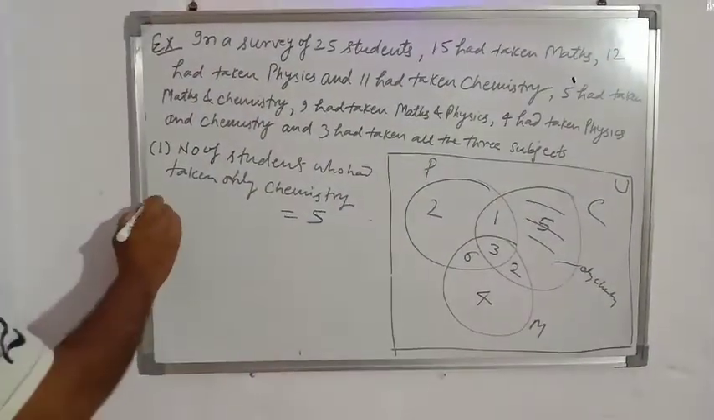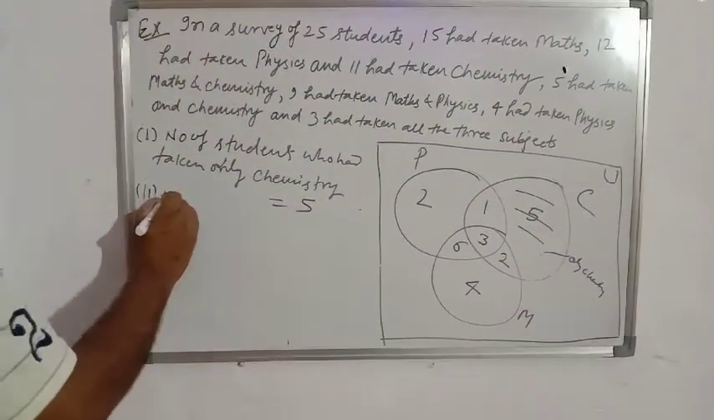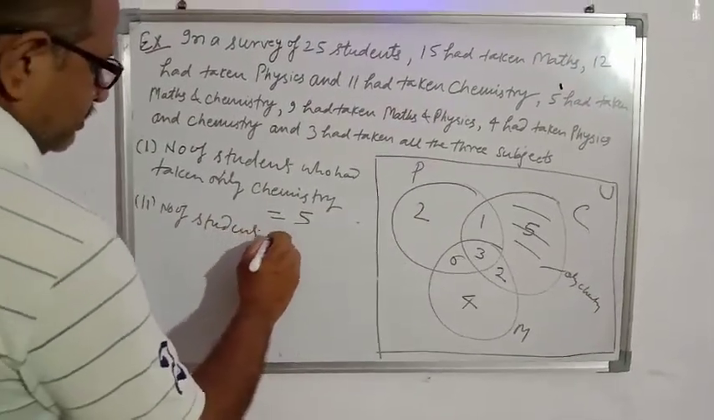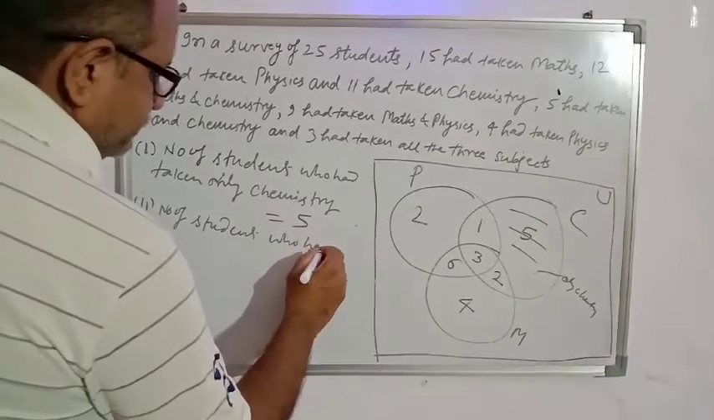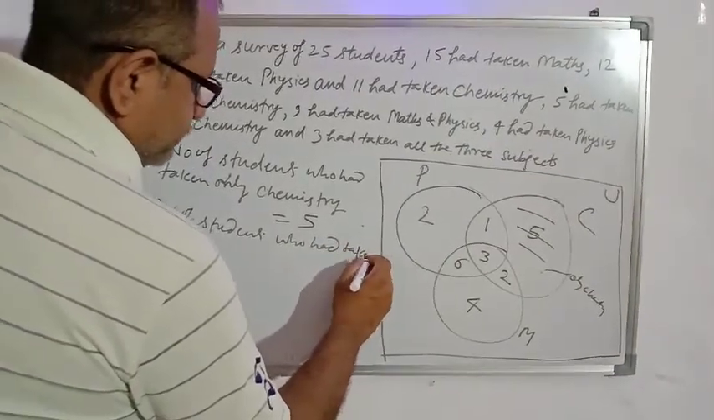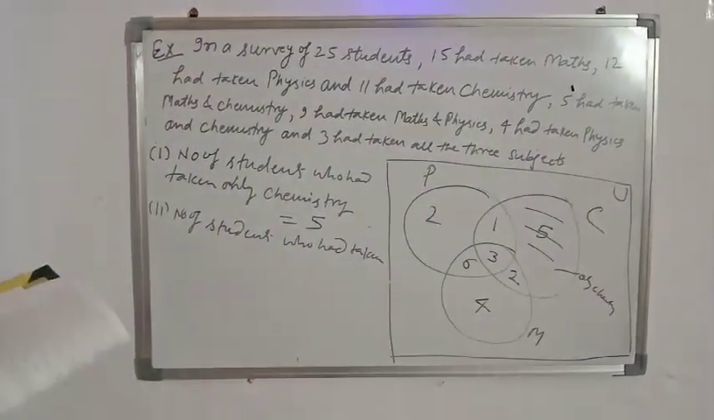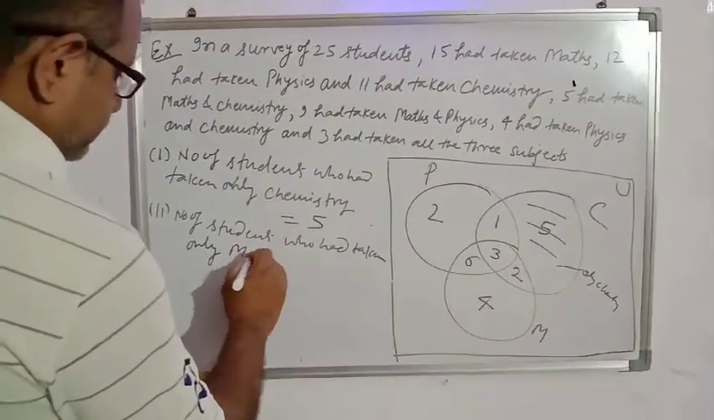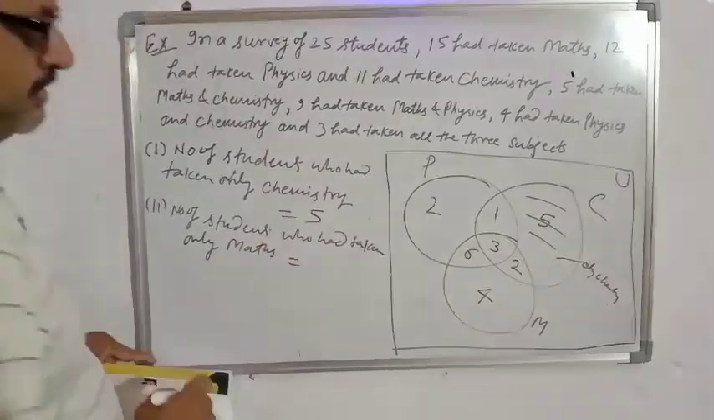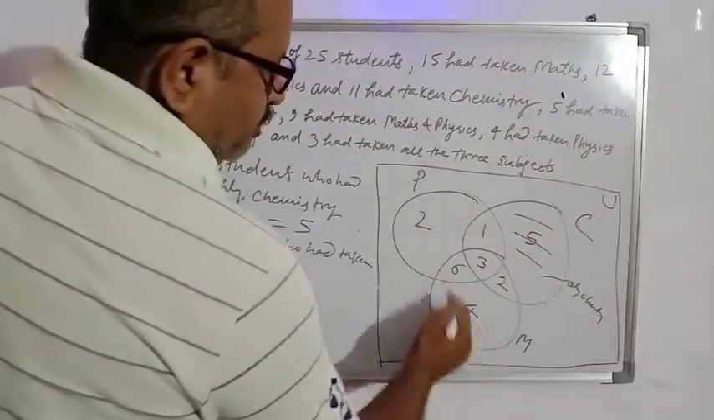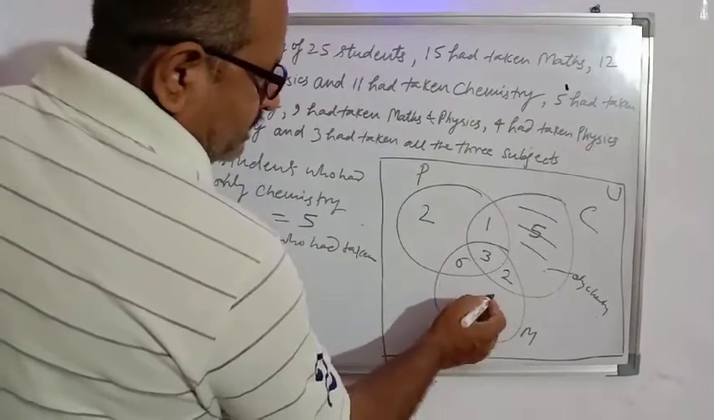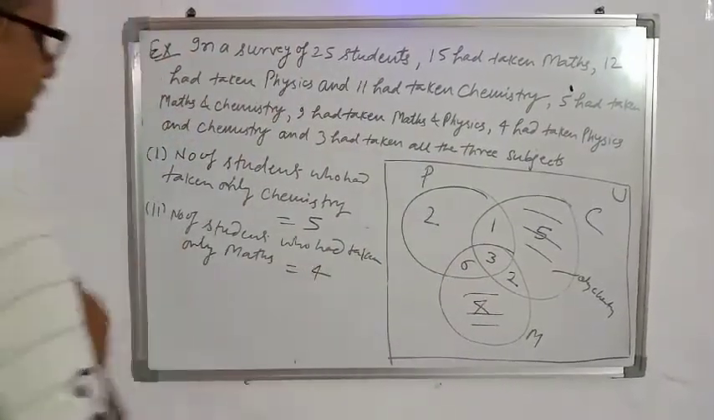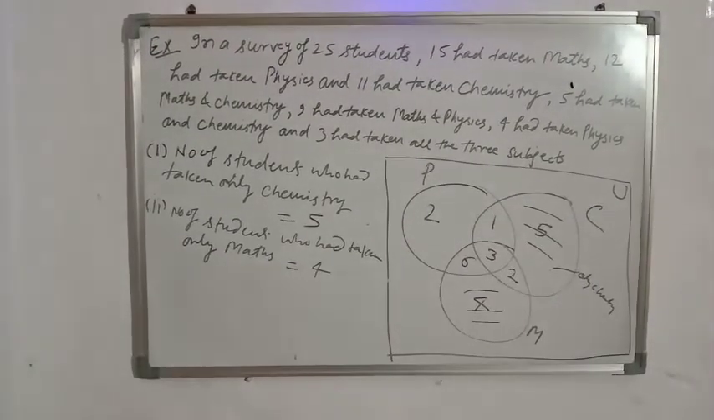Second part, number of students who had taken only math. So see the circle math. Only math means this region. It is only 4. So number of students who had taken only math, 4.